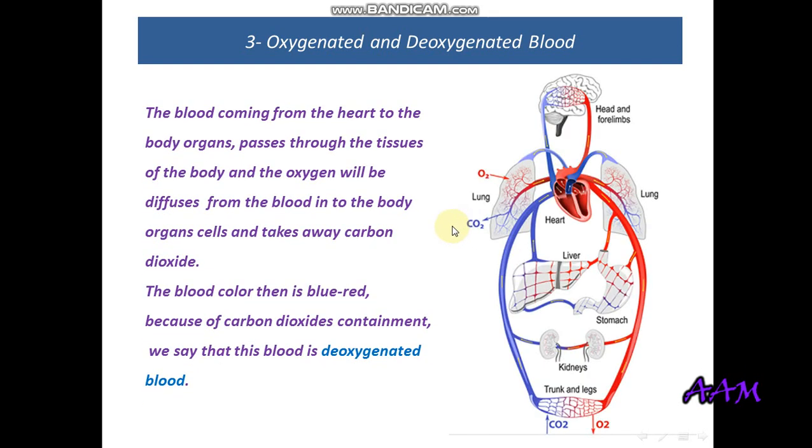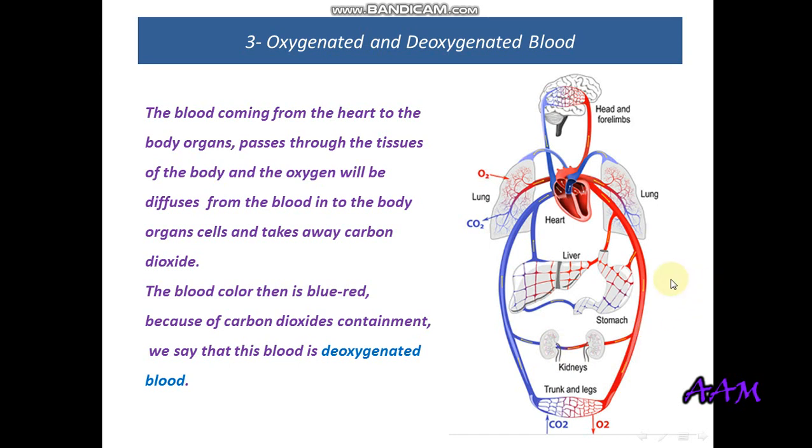Now, what is deoxygenated blood? Deoxygenated blood is coming away from body tissues. This is deoxygenated blood. It's coming from body tissues, okay. The blood coming from the heart to the body organs. The blood coming from the heart with oxygen goes to the tissues.